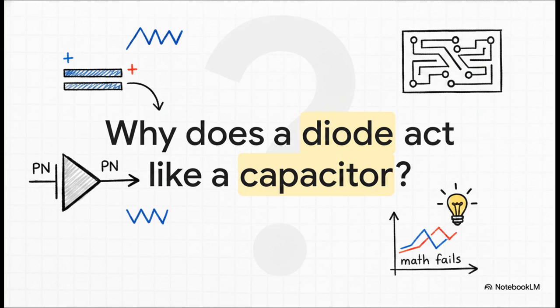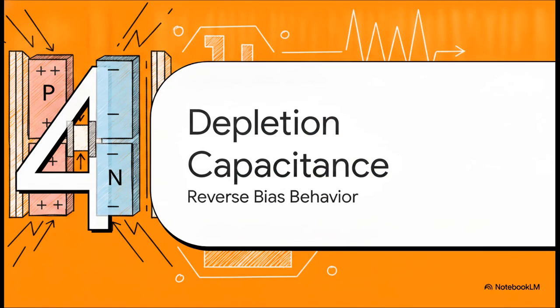Now, what's really interesting about this slide is what we are completely ignoring. We've got resistance mapped out perfectly. But if you drop these exact models into a high-frequency circuit, your math will completely fall apart. Why? Because we haven't accounted for the fact that a diode also acts like a capacitor. That brings us to Section 4, depletion capacitance, specifically under reverse bias.